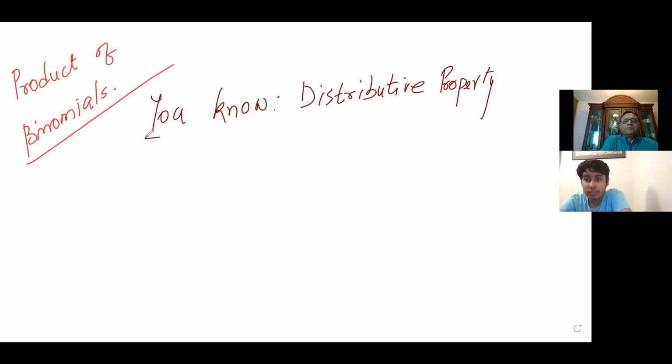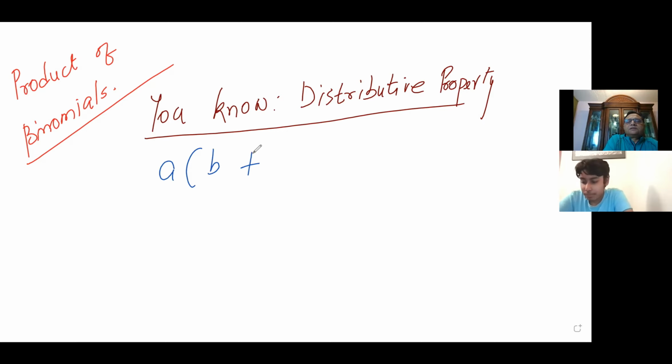So we'll start with distributive property, right? Let me take up an example. If I have A and I want to multiply with B plus C, then what do I get? You would get A times B plus A times C. This is what you get, and that is the distributive property.